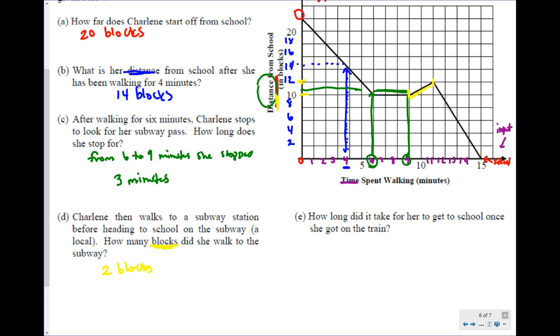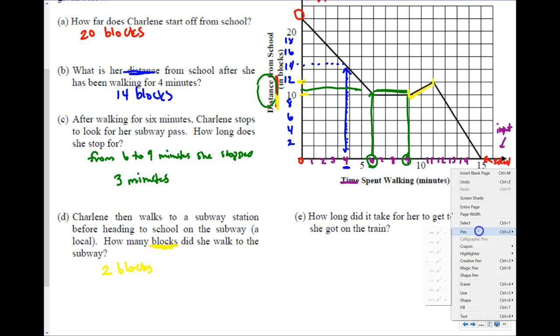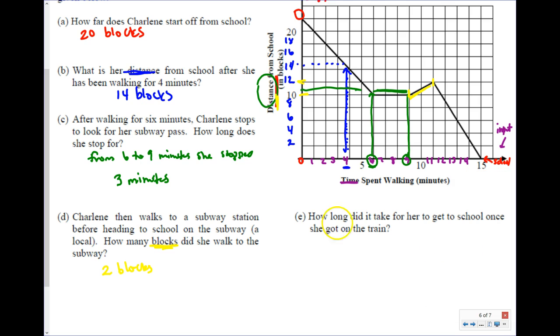And finally, letter E is asking how long did it take? So we're looking at time. How long did it take for her to get to the school once she got on the train? So here she is getting on the train. And now it's asking how long did it take her to get all the way to school. So that's from 11 right here all the way to 15. So from 11 minutes to 15 minutes. So that is 4 minutes.